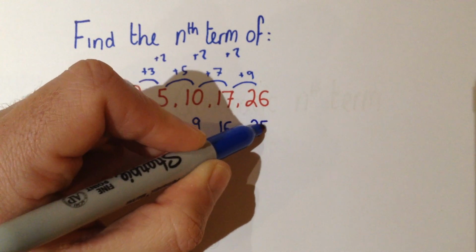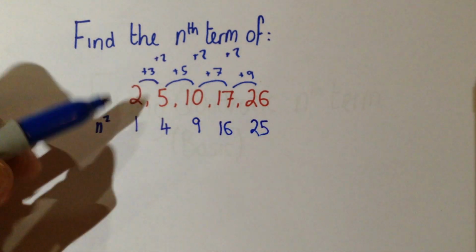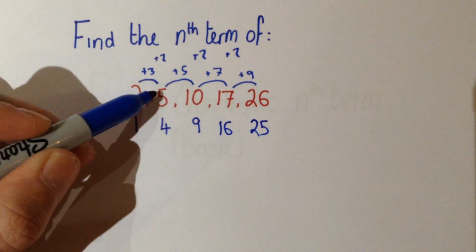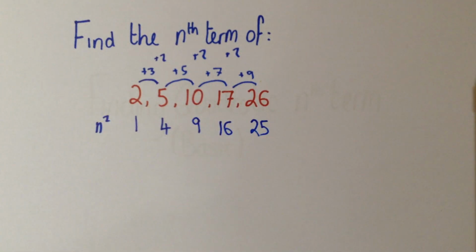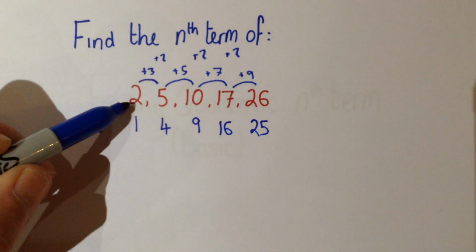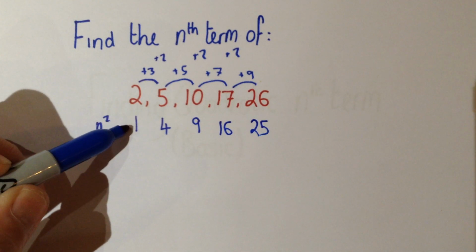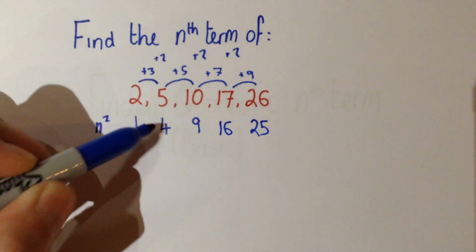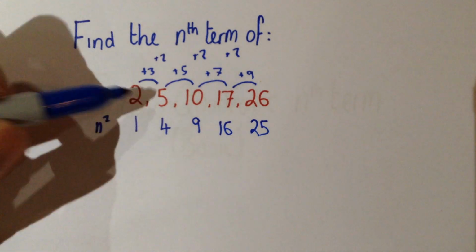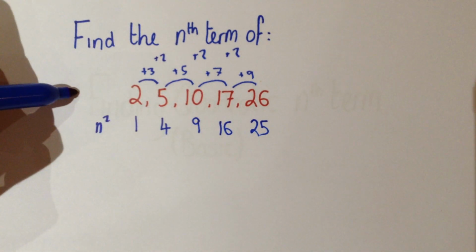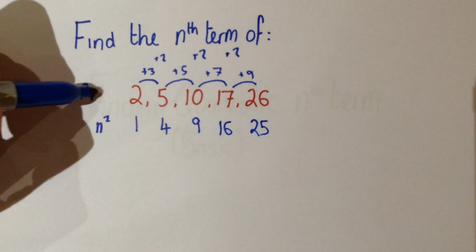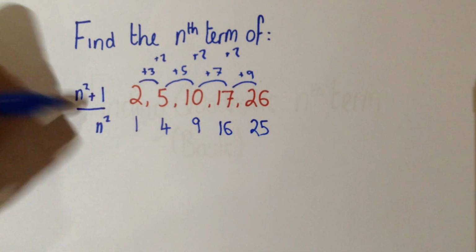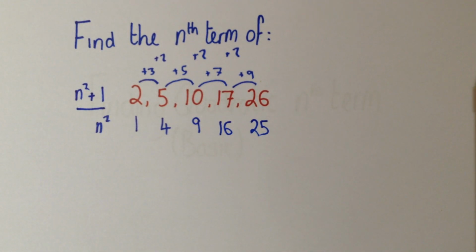Now if you notice, each of the numbers that we've written down here is linked quite closely with the numbers in the sequence. In fact, each of the numbers in the sequence is just one more than the related squared number. So we can say that the sequence is n squared, the squared numbers, plus 1. And this is our nth term.